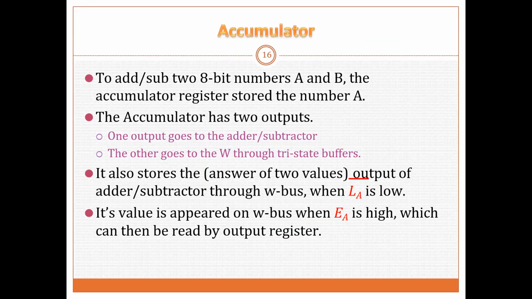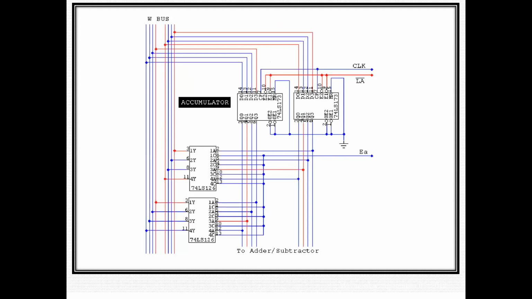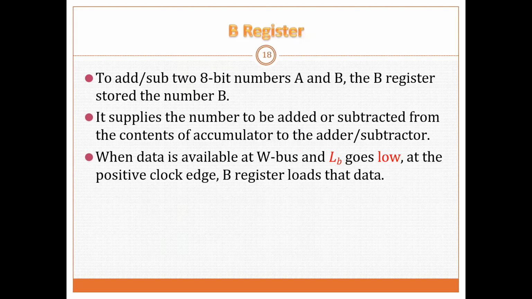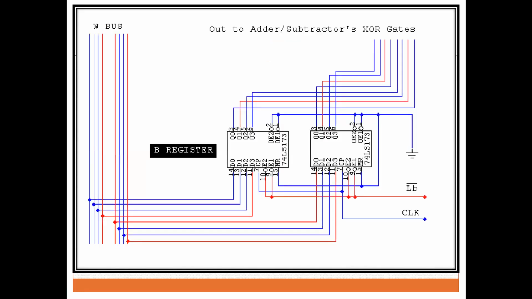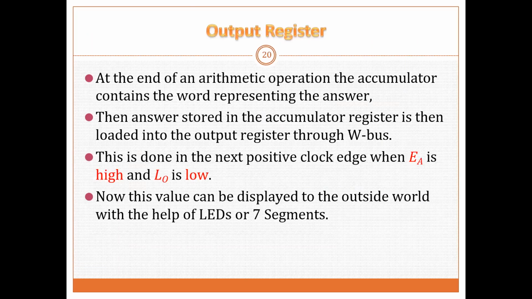Accumulator. To add and subtract two 8-bit numbers A and B, the accumulator register stores the number A. It's the accumulator. B register. To add and subtract two 8-bit numbers A and B, the B register stores the number B. It supplies the number to be added or subtracted from the contents of the accumulator to the adder and subtractor. It's the B register output to the adder and subtractor. XOR gates.